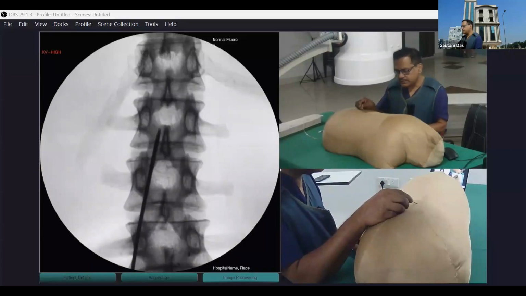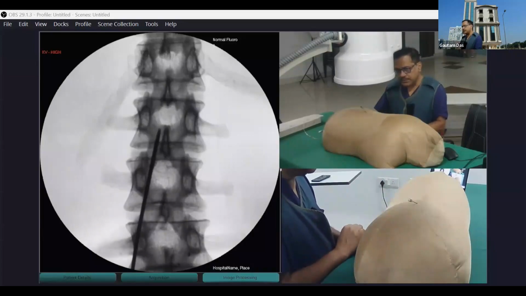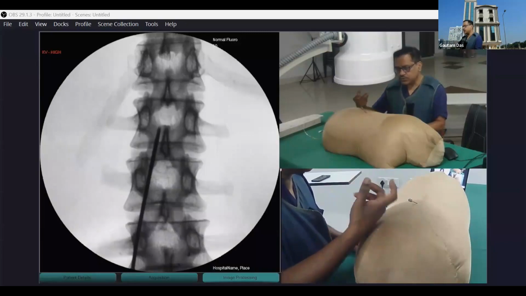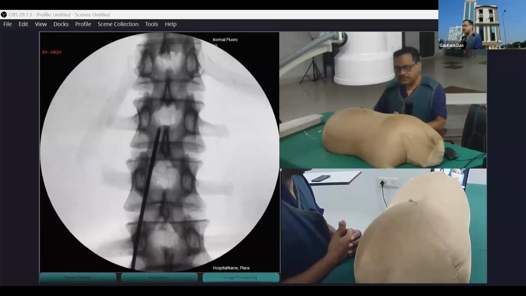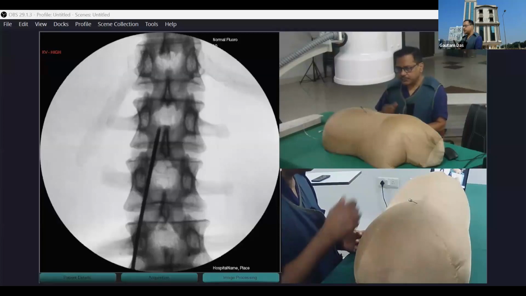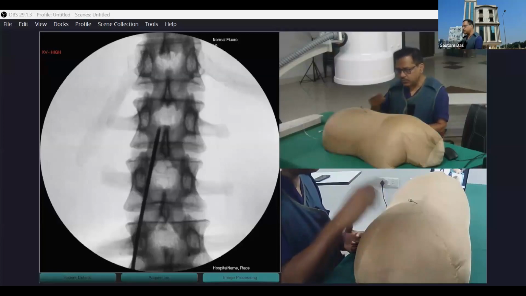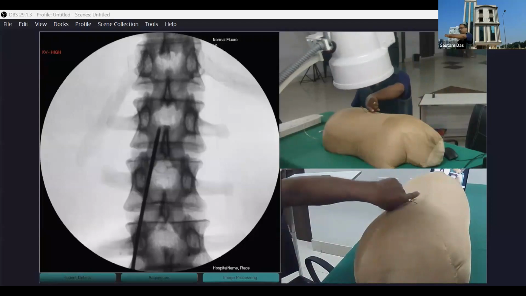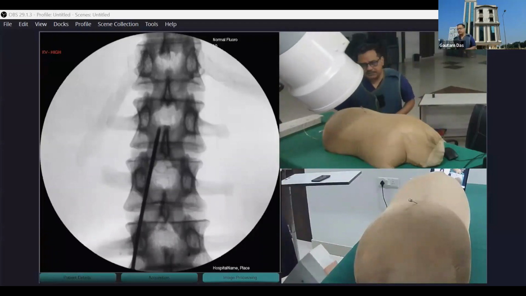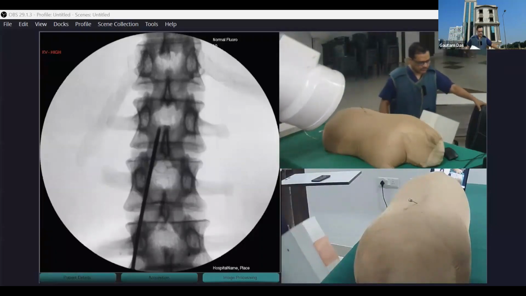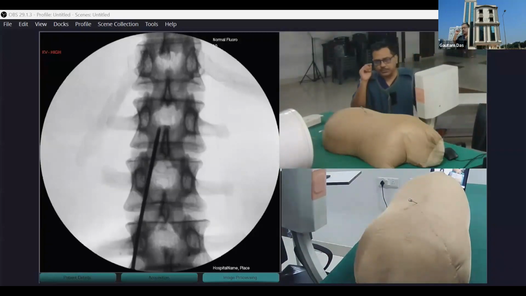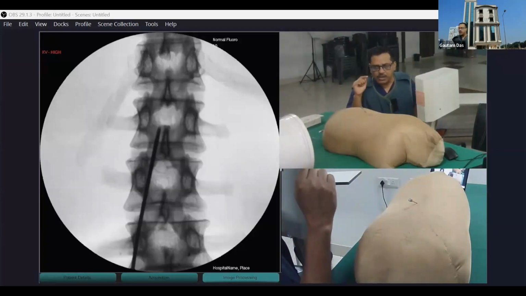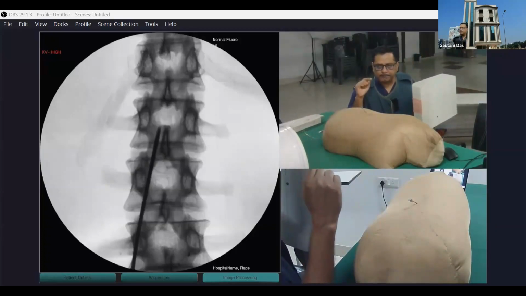So at this point, when I'm at the edge of the lamina of L1, I should start LOR. Here in the mannequin, I cannot demonstrate the LOR. But at this point, I should go to the lateral view, because even if I'm superficial, I'll get a similar kind of picture, though I'm touching the bone there. So you have to keep touch on the bone. That is very important. And on the lateral view, I have to understand exactly where I am.